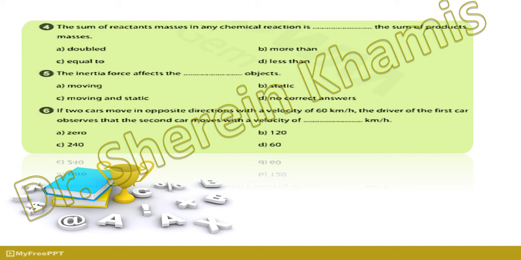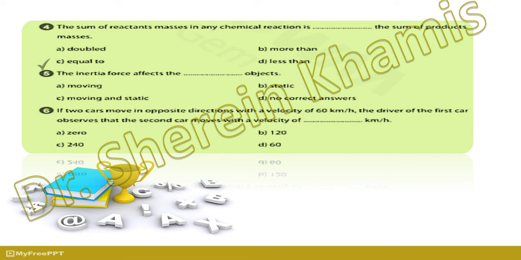The law of mass conservation says that the sum of the reactants and the sum of the products at the end of the reaction will be equal, or the same, at constant temperature. So we have the right answer will be C, equal to, not double, not more than, not less than. It will make a balanced chemical equation, as the amount of reactant equals the amount of product, or the masses of reactant equal the masses of product.